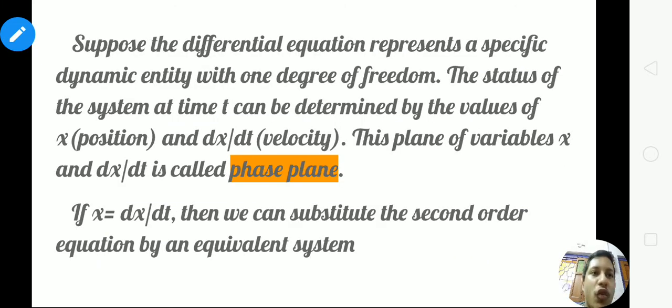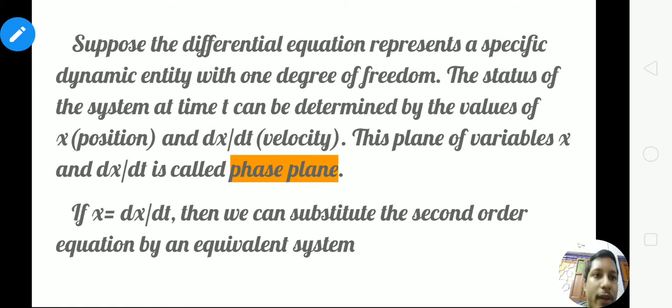Suppose the differential equation indicates a specific dynamic situation with 1 degree of freedom. The status of the system at time t can be determined by the values of x position and dx by dt velocity. So the status of the system at time t can be determined by the values of position and velocity. This plane of variables x and dx by dt is called a phase plane.